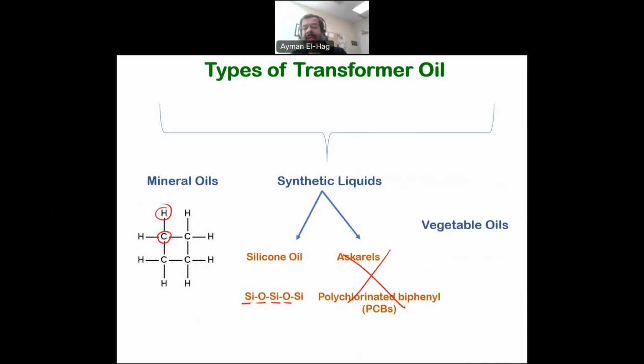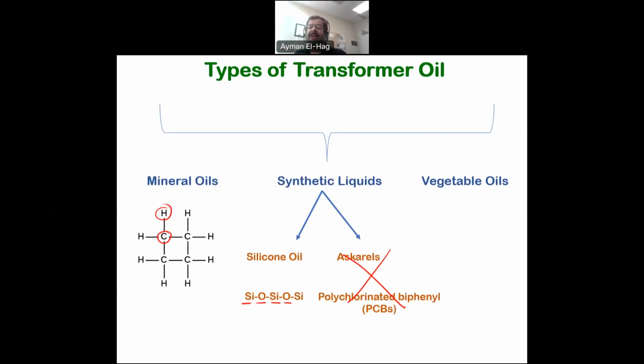The last type of oil is the vegetable oils. There are many vegetables nowadays around us. We extract oil from them, and after certain treatment, they are used as insulating material in transformers. This is a hot area in research, but it's also available as a commercial product. Certain countries, like Australia, have been using vegetable oil in transformers for more than 15 years.